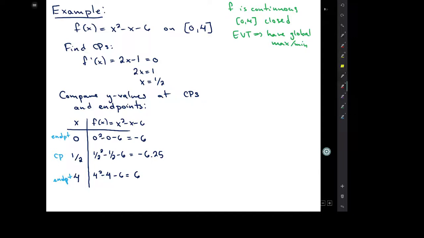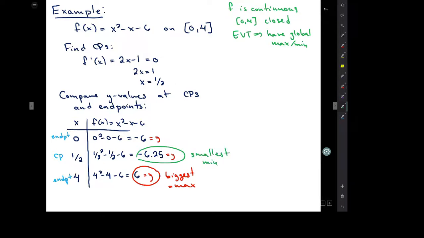So I can look at these values, and again, these are just y values. And I look at them, and I say, okay, the biggest one that I have here is y equals 6. This is the biggest, and so this is my max. And so the smallest value that I have is negative 6.25. This is the smallest, and so this is my minimum.